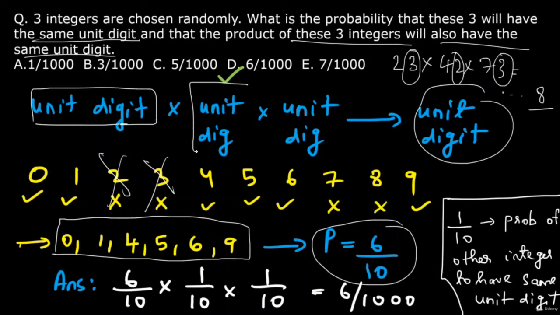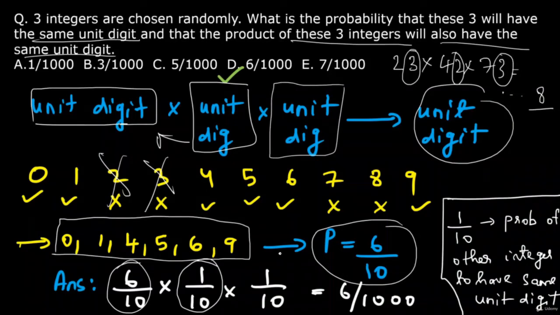Now, this unit digit also has to be the same unit digit that you choose over here. So that probability is 1 divided by 10, right? This one over here could be any of 10 digits. So you have already chosen one over here. So for these two to be equal, there is only one favorable case and there are 10 possibilities. So the probability is 1 by 10. And for the third unit number also, for it to have the same unit digit, the probability is again 1 by 10. Therefore, the answer is 6 by 10 into 1 by 10 into 1 by 10, which is 6 by 1000. That's answer option D.